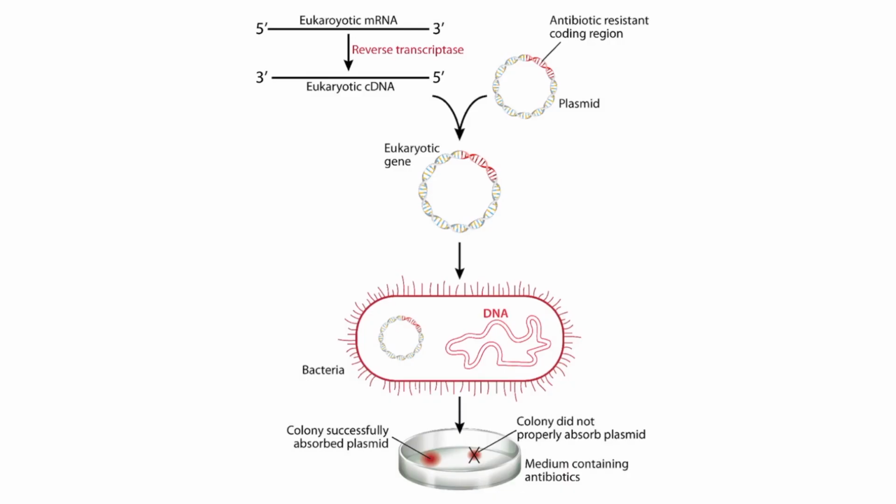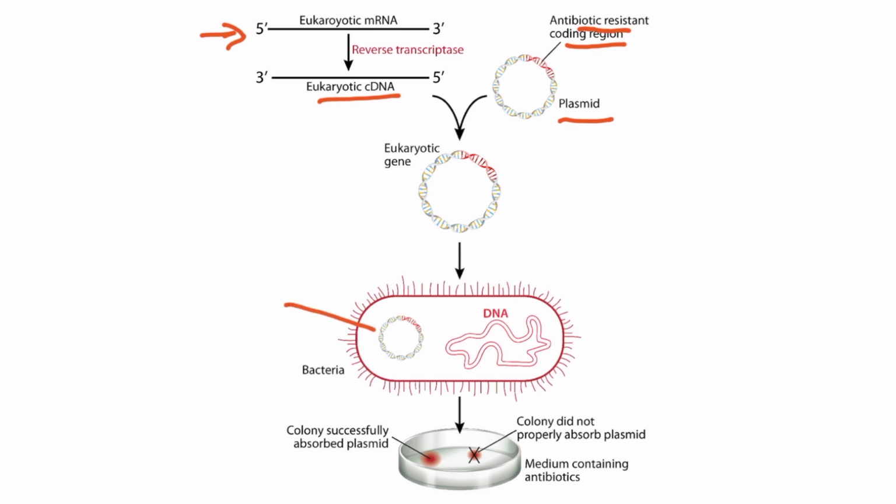This is a figure of molecular cloning which can be found in Section 6 of Lab Techniques. Notice that the eukaryotic mRNA right here is reverse transcribed into complementary DNA, or cDNA, right here. This can then be combined with a plasmid. Notice that the plasmid contains a gene that encodes for antibiotic resistance. The recombinant plasmid can then be inserted into bacteria.